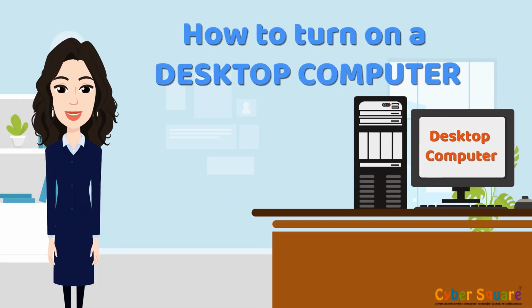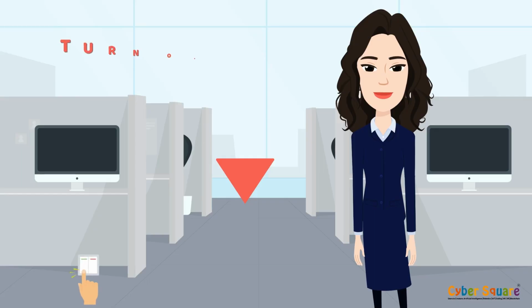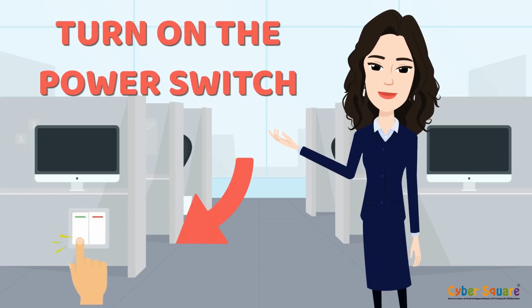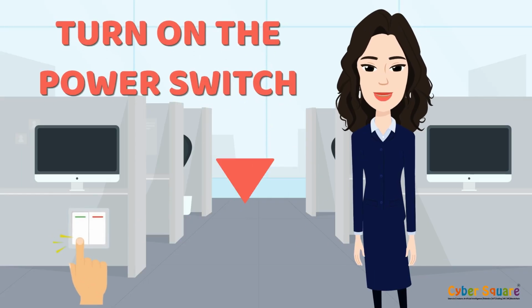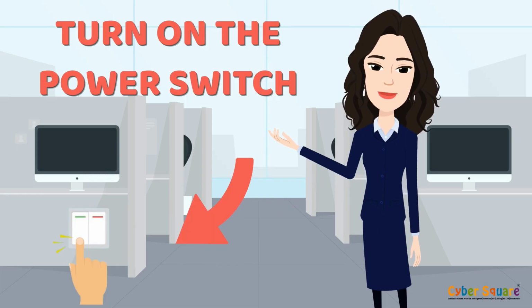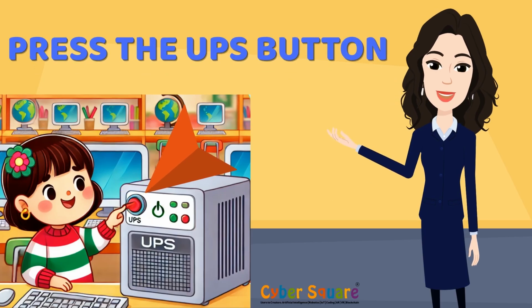Now, let's see how to turn on a desktop computer. Let's do it step by step. First, we need electricity. For that, we need to turn on the power switch. There, now the electricity is on.